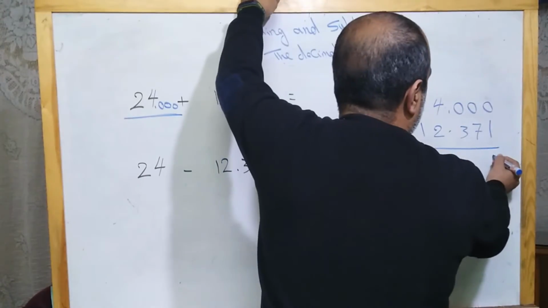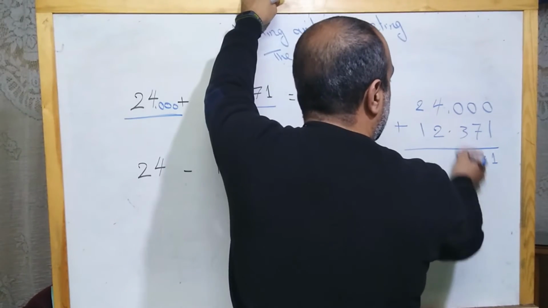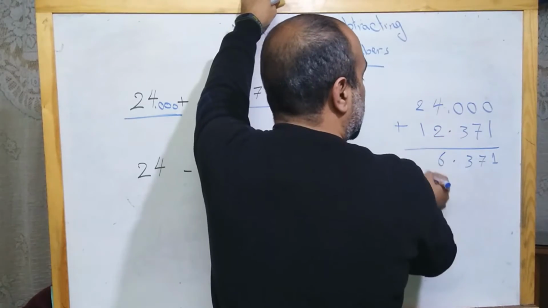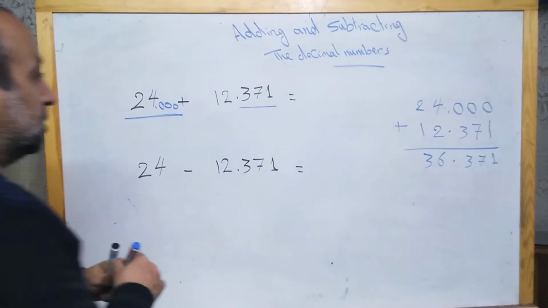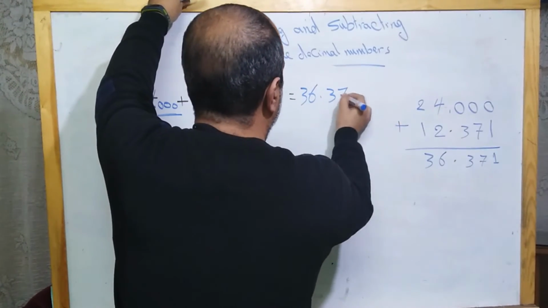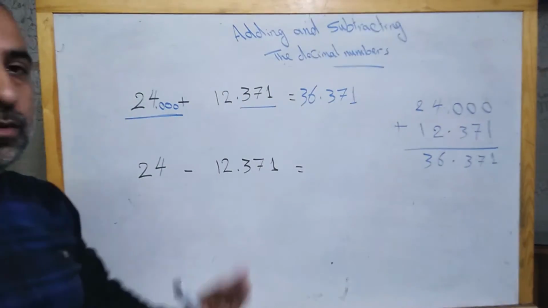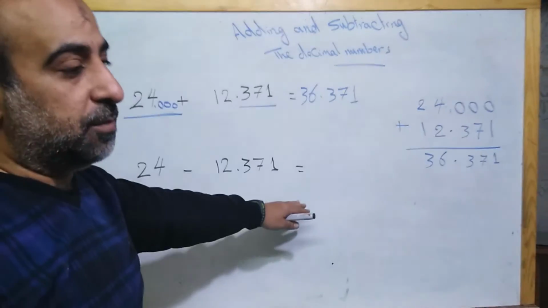0 plus 1 equals 1, 0 plus 7 equals 7, 0 plus 3 equals 3, the decimal point, 4 plus 2 equals 6, 2 plus 1 equals 3. And that is the result, 36.371.